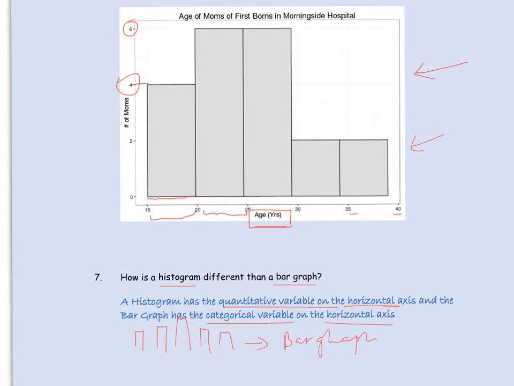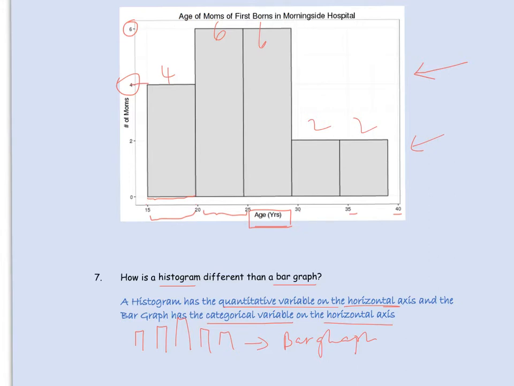Now let's just look at the histogram once again. We have the first bar, which represents the age group of 15 to 20. So there are 4 moms in that age group. There are 6 in the age group of 20 to 25, 6 in the age group of 25 to 30, 2 in the age group of 30 to 35, and 2 in the age group of 35 to 40.